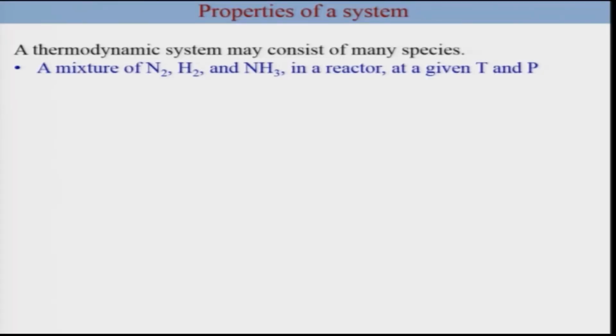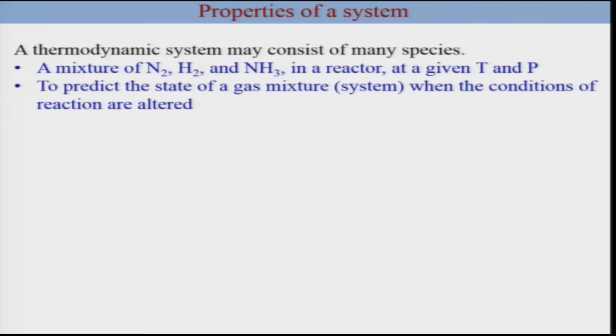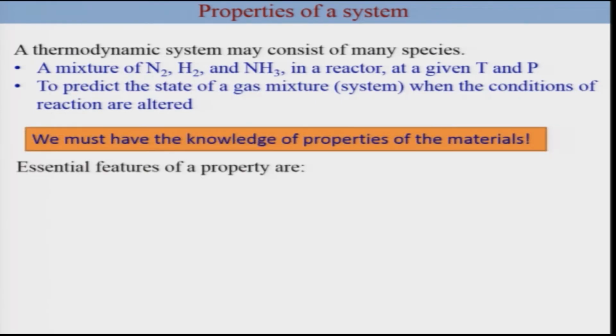Now, the system has properties as we discussed. Variables like pressure and temperature are basically the essential elements of the system, which are nothing but the properties. A system may consist of many species, like a mixture of nitrogen and hydrogen in a reactor leading to ammonia at a given temperature and pressure. If you want to understand the state of the gas mixture, which could be a mixture of all these three gases, or in general if the conditions are changed, the reaction may change, leading to a different state. In order to predict such a state, you need to know the properties of the material.